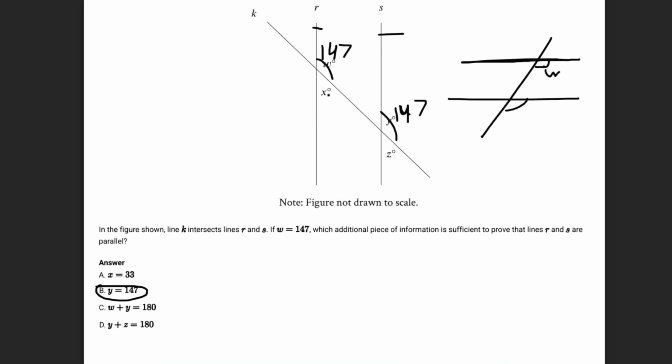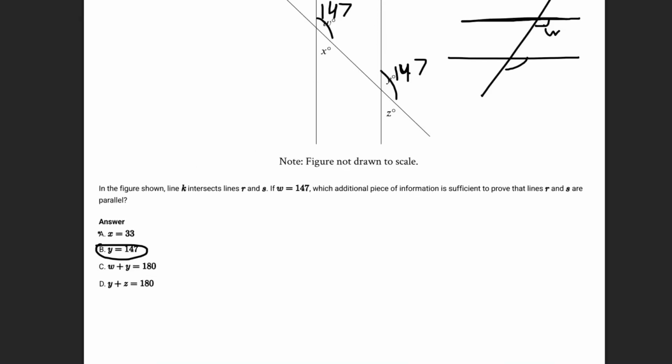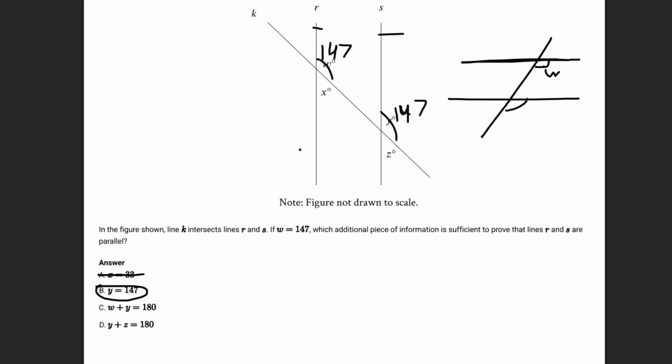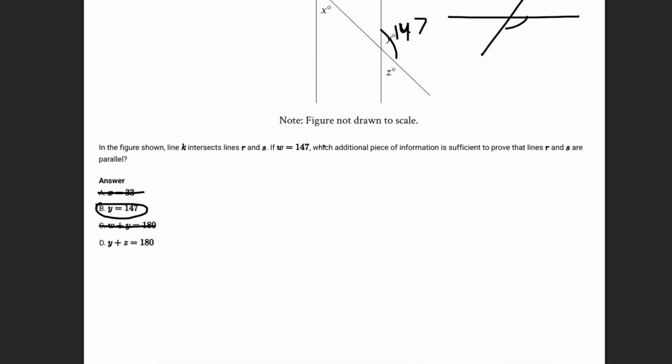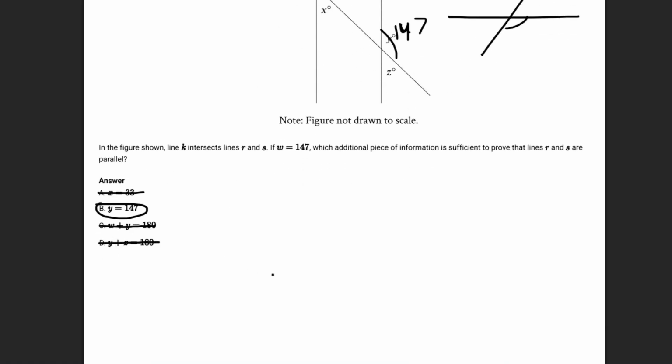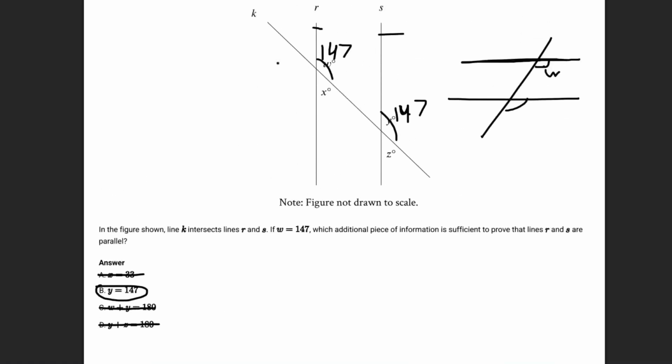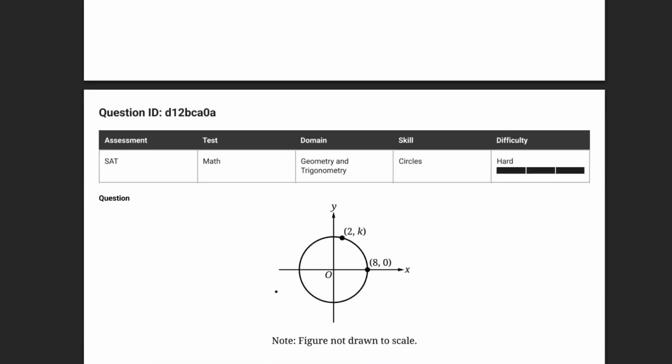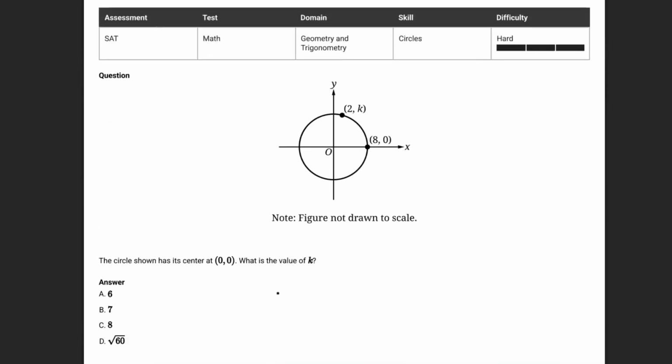X being 33 doesn't really prove that. That doesn't prove anything because it has nothing to do with line S. Y plus W equals 180? No, that's false because they have to be the same. Y plus D equals 180? No, that has nothing to do with line R. So yeah, it's just answer B, if W and Y are both 147. So it's just B. Okay, next question.